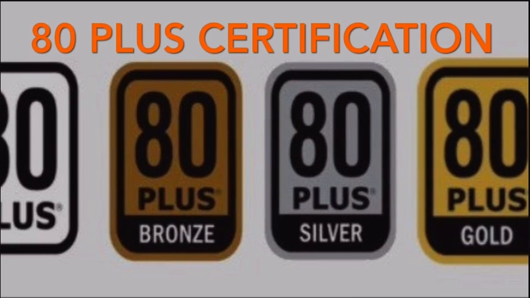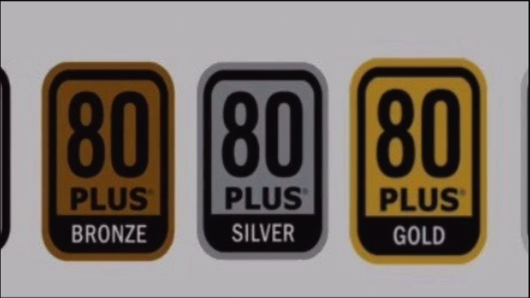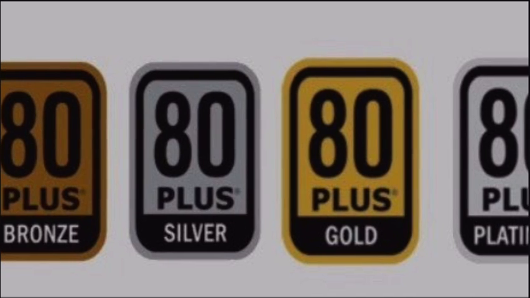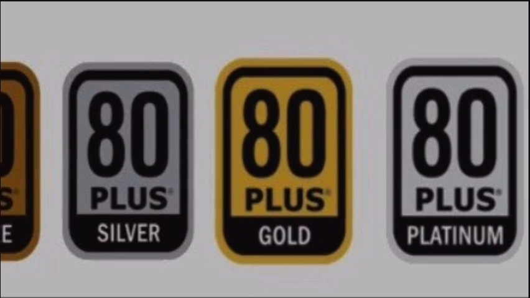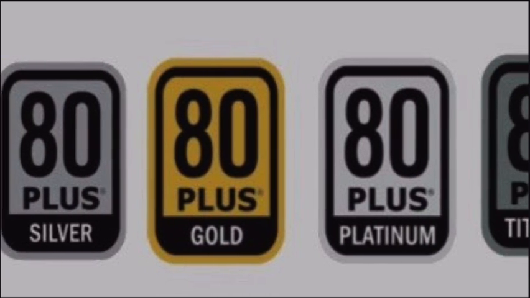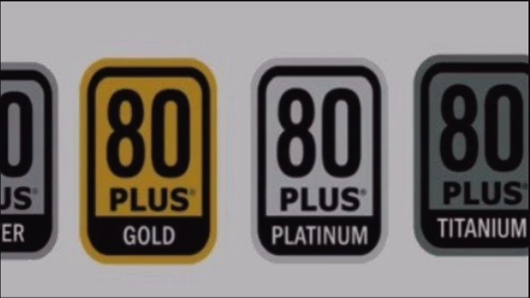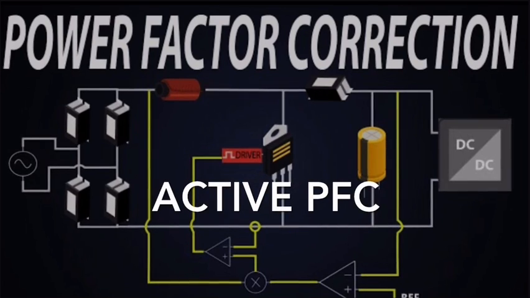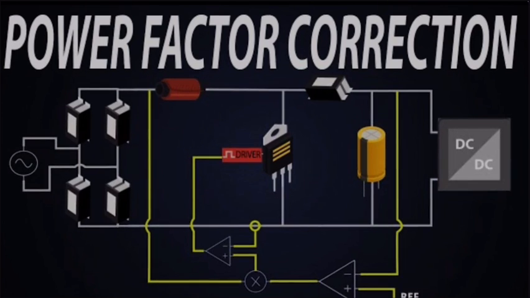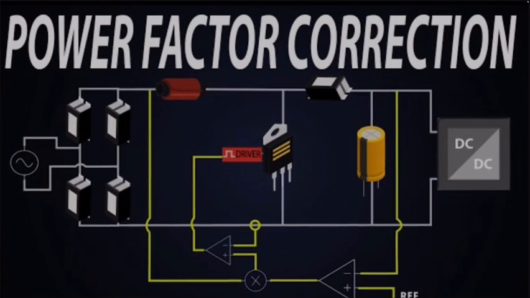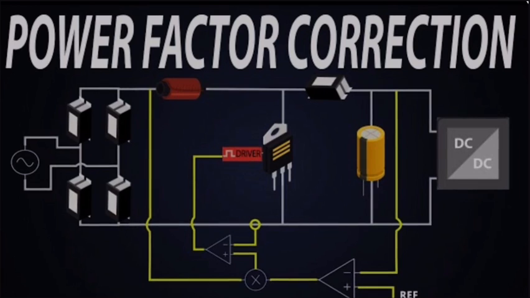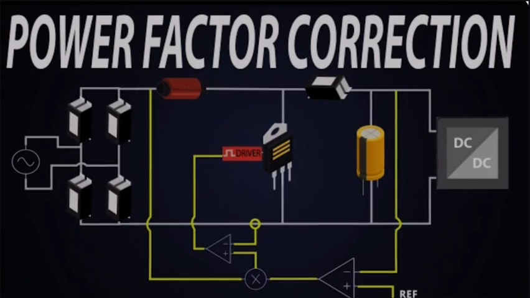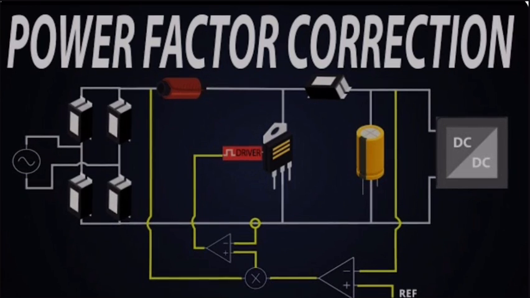This certification indicates the PSU's energy efficiency. Higher certification levels such as 80+ Bronze, Silver, Gold, Platinum, and Titanium represent higher efficiency standards. Active power factor correction. Active PFC helps improve power efficiency by correcting the power factor, reducing energy waste, and enhancing compatibility with different electrical systems.